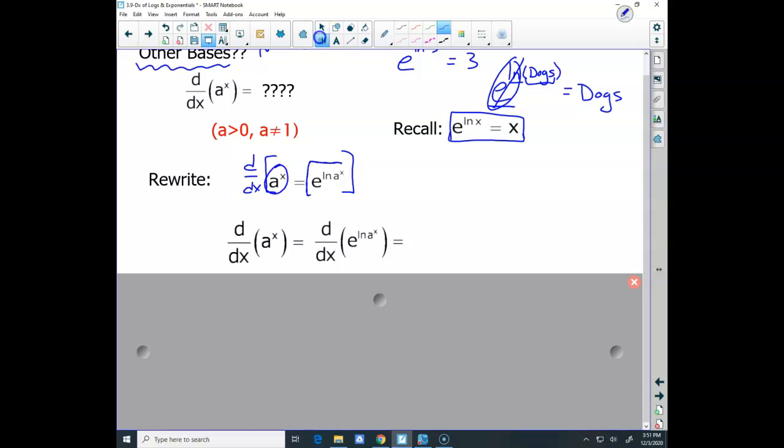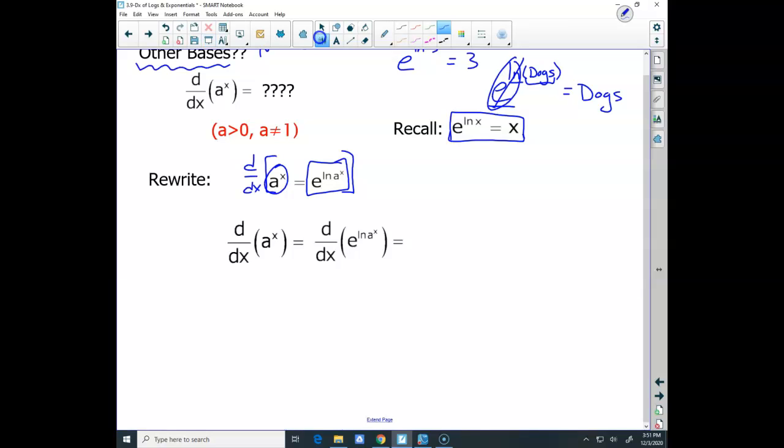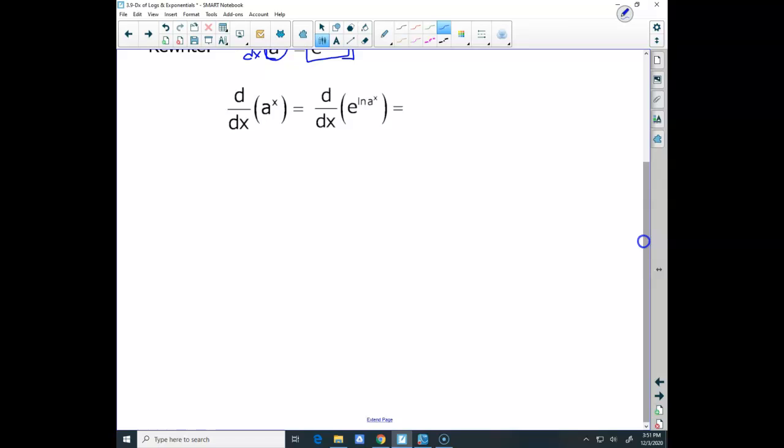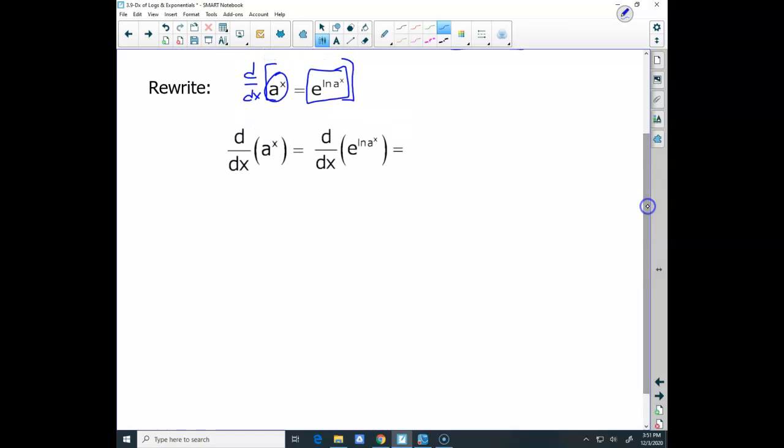But whatever the derivative of e to the ln a to the x is, has to be the same thing, all right? So let's move it along here. I do not know the derivative here, but I know how to take the derivative of a base e, okay? That is e to the ln a to the x times the derivative of the exponent.